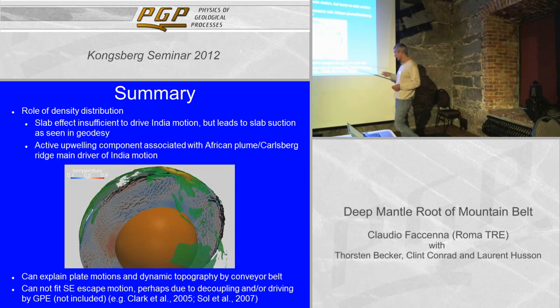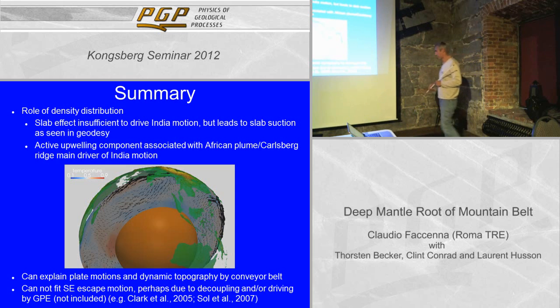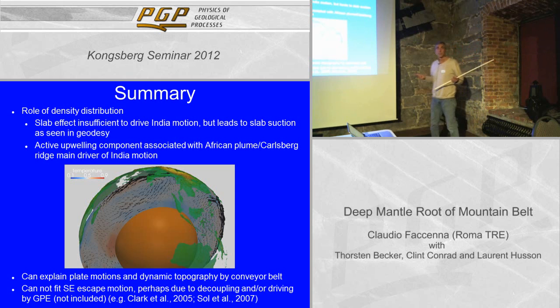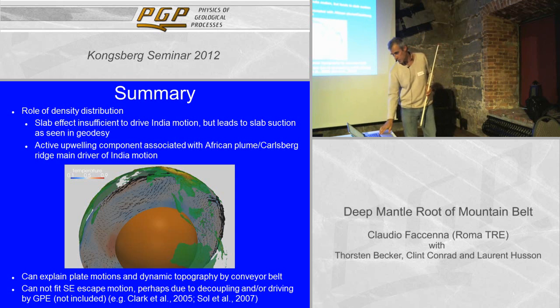And so in this case, we can explain with a conveyor belt the plate motion and dynamic topography of India. We couldn't explain at all, at large scale, either in the Aegean or in Indonesia, the escape to a southeast motion of the material, this toroidal flow. This is perhaps due to the fact that this model did not include any GPE, and also the crust. There is no crust here. So maybe including that, as has been proposed by other people, we may get this kind of pattern of outward convection.